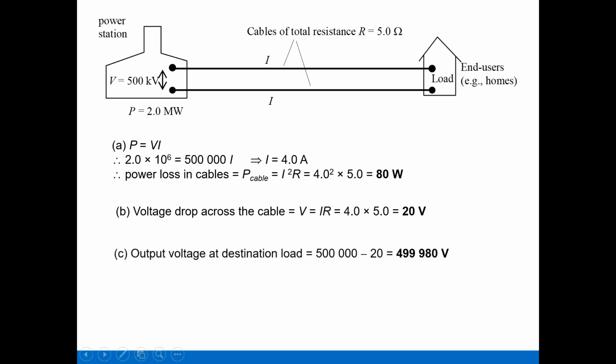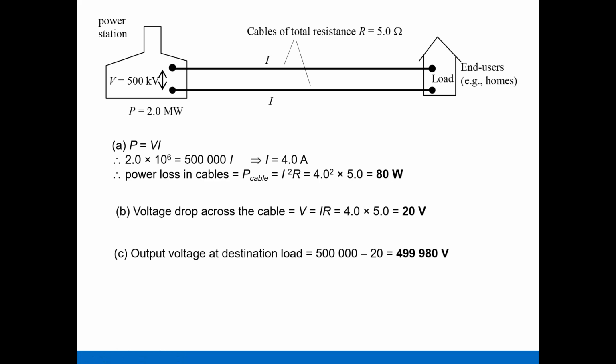Next, part C. What is the output voltage at the load? Essentially, it's just 500 kilovolts minus 20. So you get this value. Okay, so notice here there are a few things. Number 1, the delta V across the power station. Number 2, the delta V across the load. And number 3, the delta V across the wire. Right? Okay, there's these 3.